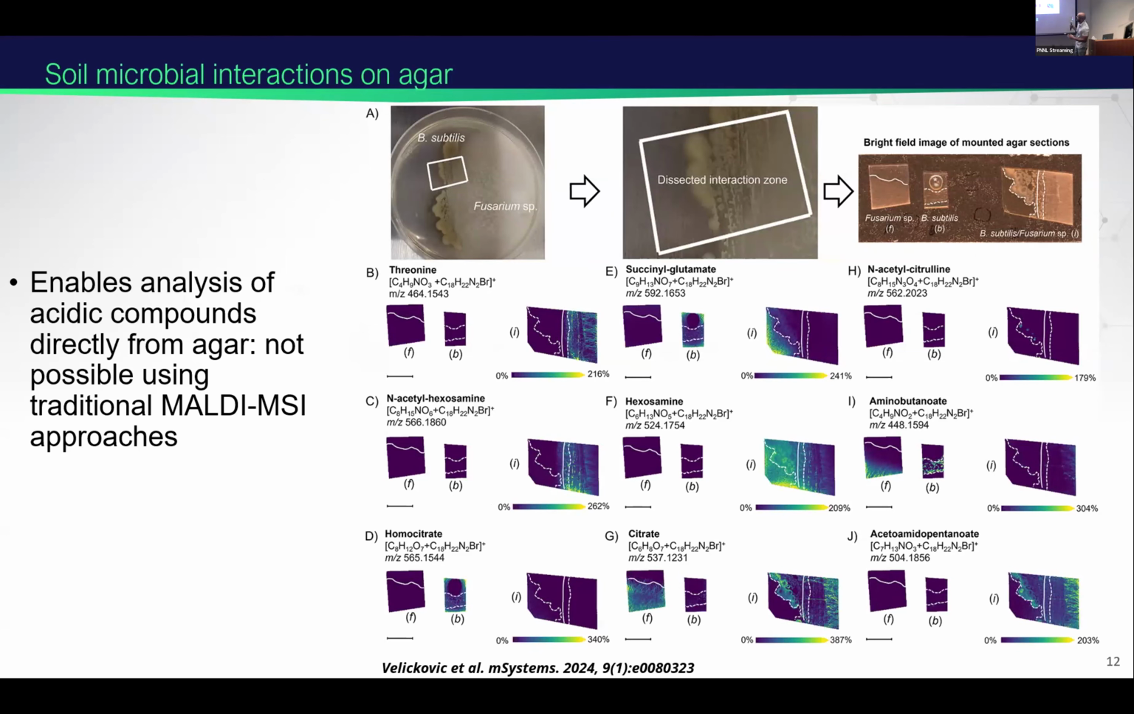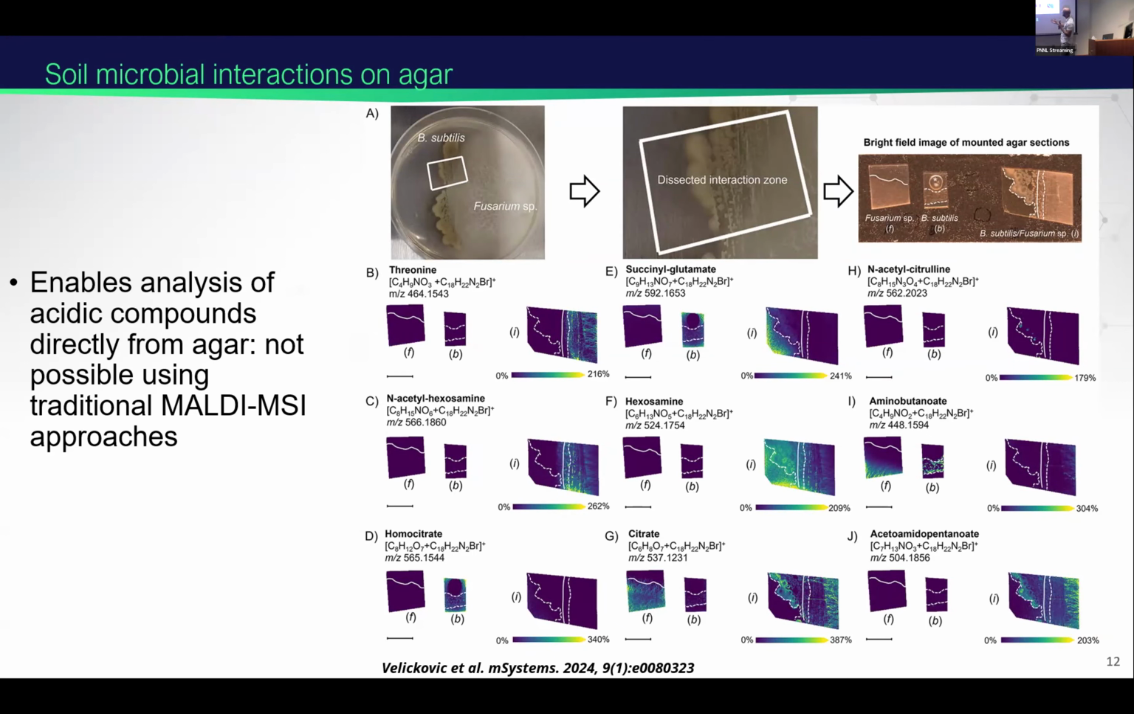So basically, we can just place the microbes on the agar plate and use this on-target chemical derivatization workflow coupled to MALDI mass spectrometry imaging to reveal distribution of acidic compounds directly from those colonies that are grown on the agar. And this is not possible using traditional MALDI mass spectrometry imaging approaches. In the first place, I won't go into the mechanistic details, but if you want to analyze acidic compounds, you need to use negative ion mode analysis, and it is not compatible with the agar surface.